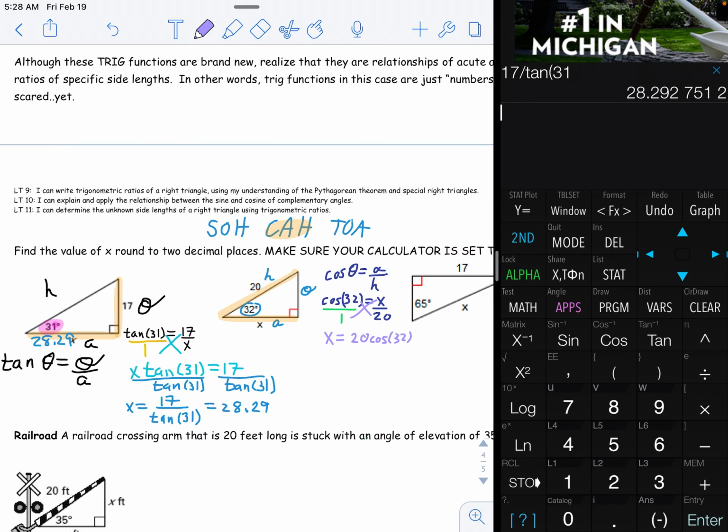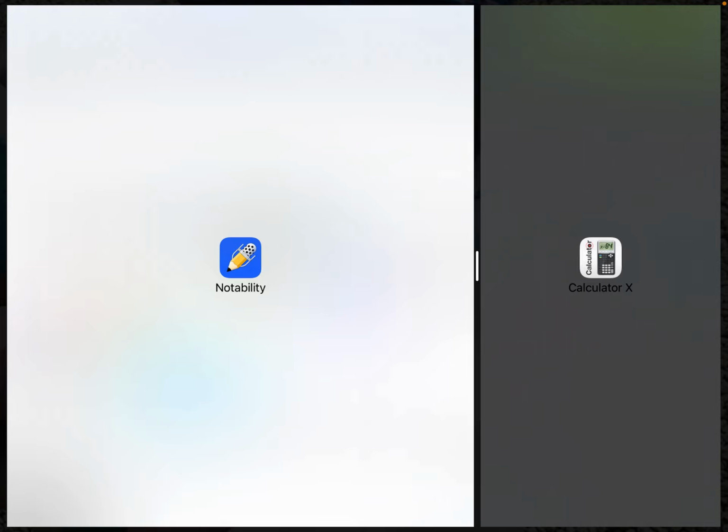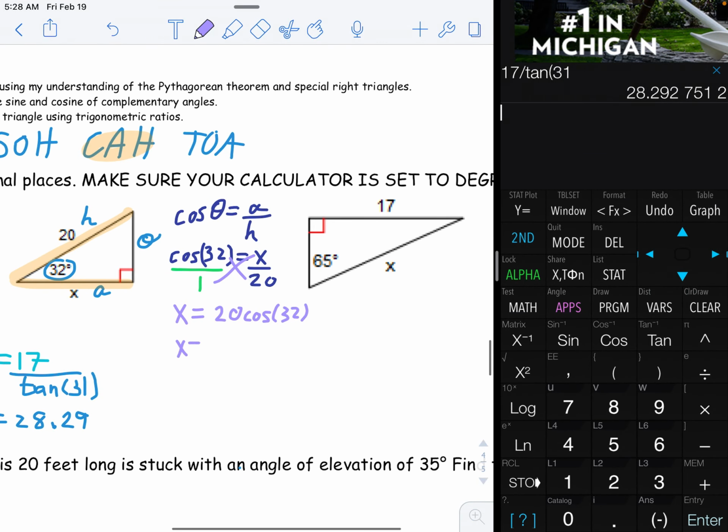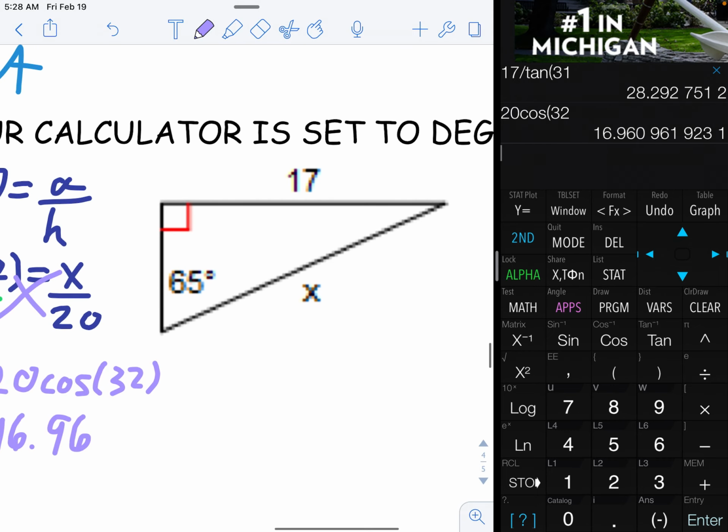So this is a little bit nicer, a little less calculations, not too much more. Just be very careful when you plug this in your calculator. 20 times cosine 32 equals 16.96. That's it. This is brand new. This kind of seems funky, maybe a little bit scary, but trust me, as we progress, we're doing this for a few days, you'll get really good at it.